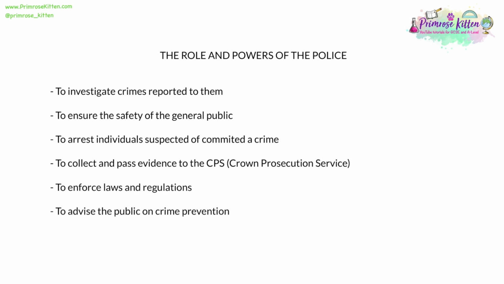The police in the UK have a range of roles and powers. They investigate crimes reported to them. Generally, they ensure the safety of the public. They arrest and apprehend individuals suspected of committing a crime. They collect evidence and pass that to the Crown Prosecution Service, the government body responsible for prosecuting and trying to ensure the conviction of suspected criminals. They enforce laws and regulations, and they advise the general public on how to prevent crime.